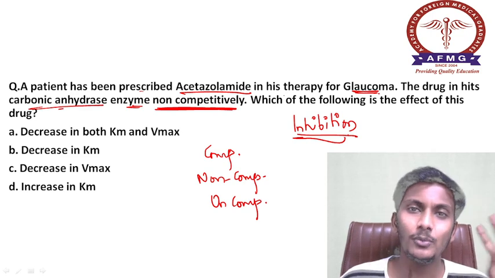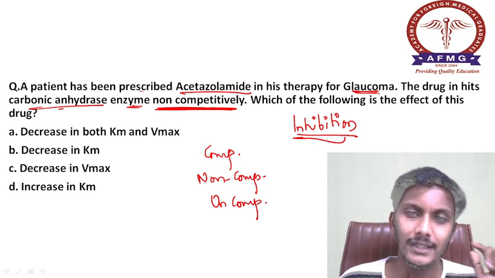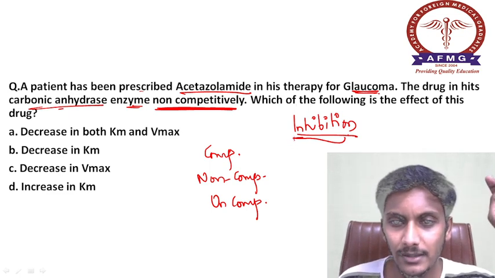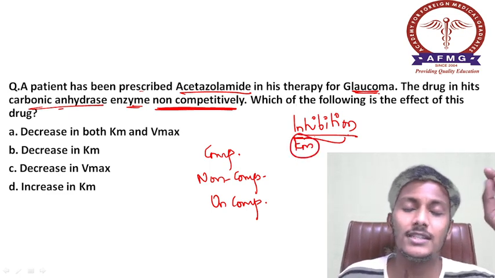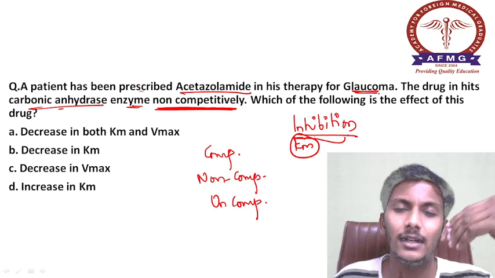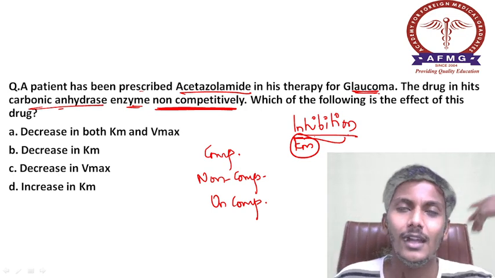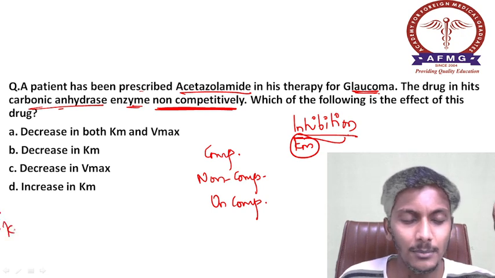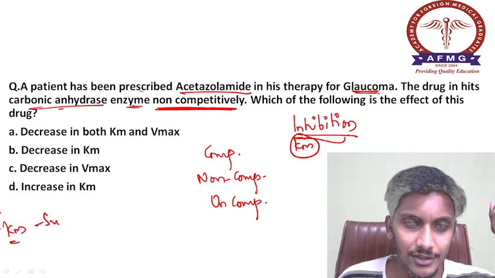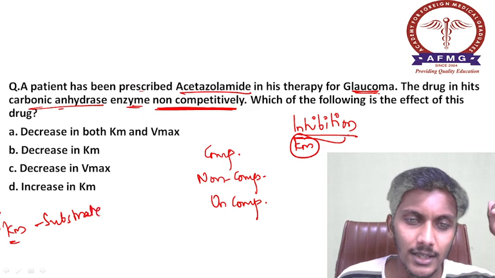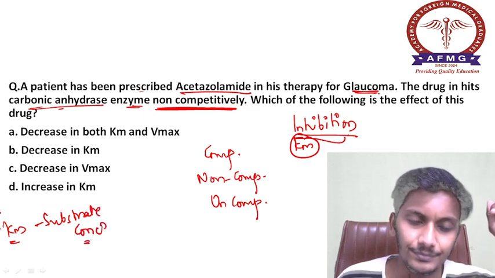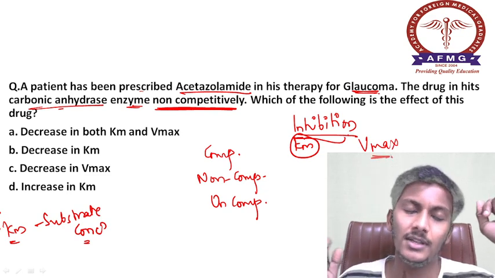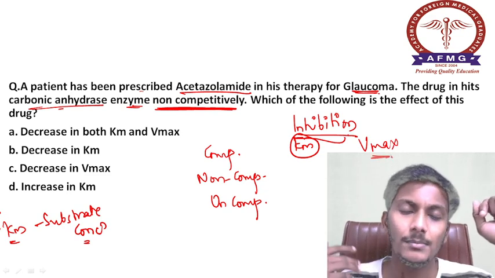So let's see the two parameters which we need to see over here. In cases of inhibition, we actually check for two parameters, and these two parameters are Km, that is also known as your Michaelis-Menten constant, also known as your substrate concentration. So please remember, Km is nothing but your substrate concentration. Whereas the next one is your Vmax, that is the maximum velocity. Vmax is nothing but your maximum velocity.